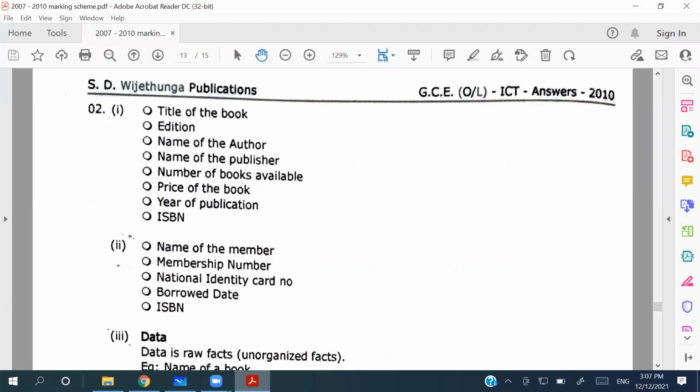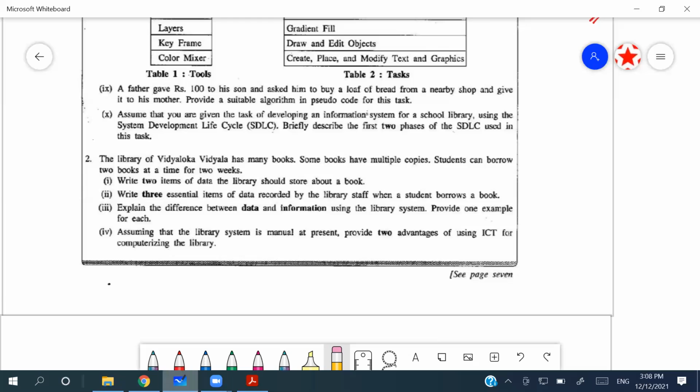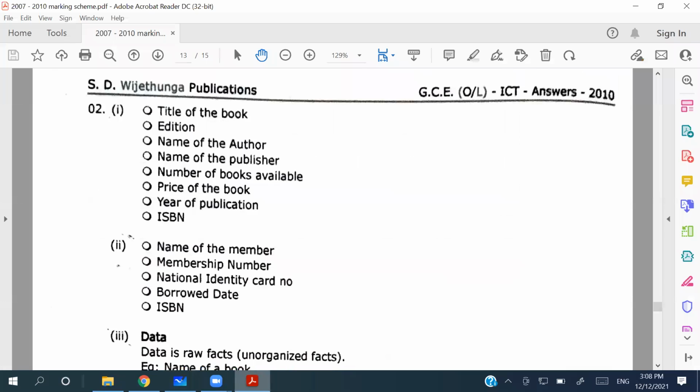So yeah, other than that, they have told title of the books, edition, name of the author, name of the publisher, number of books available, the copies, right, price of the book, year of publication, and ISBN number. Any 2 of these things, like they were asking 2 items. So any 2 items from this list, and if you got any alternative answers, just let me know, right? So any 2 of these will give you 2 marks.